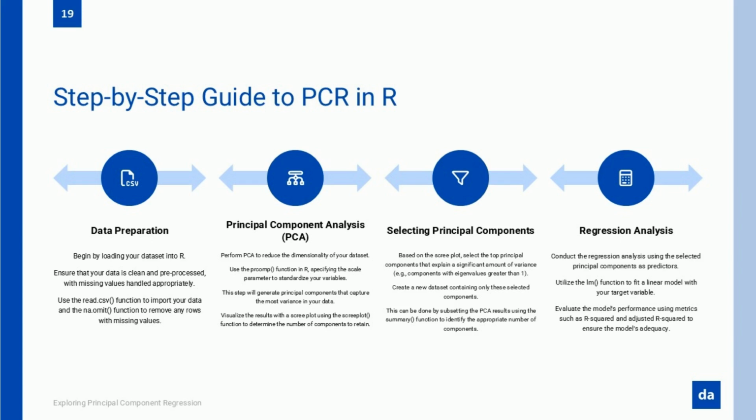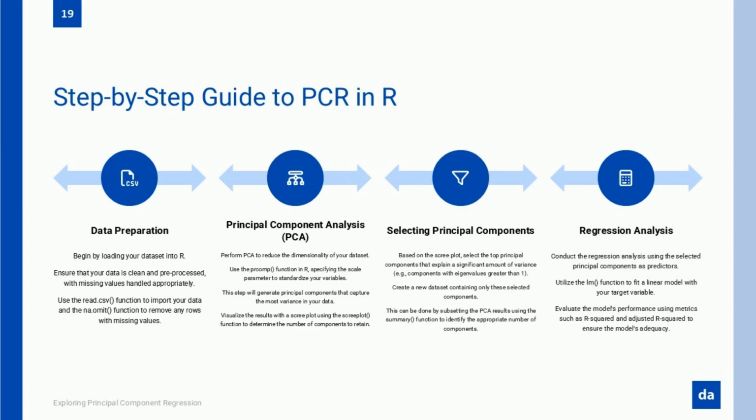The dataset must be loaded using read.csv or similar functions, ensuring that all variables are correctly formatted. If missing values are present, they should be handled using imputation techniques like na.omit to prevent errors in analysis. Since PCA is sensitive to scale differences, the predictor variables should be standardized using scale so that all features contribute equally to the principal component transformation.